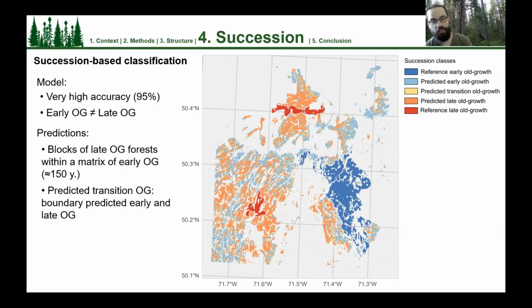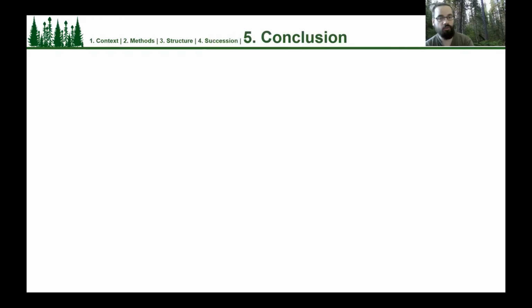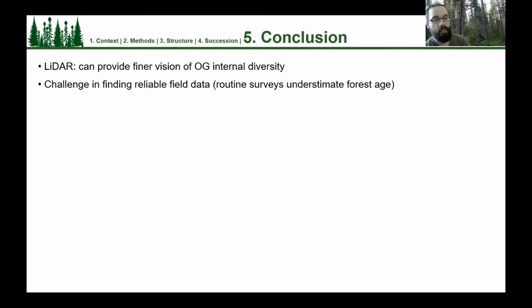However, for the predicted transition old growth class, we observed that it was not a succession stage per se, but rather a spatial transition between old growth forests of different ages. So as a conclusion, we can say that LiDAR can be a very powerful tool to provide a finer vision of old growth internal diversity, because this way we can identify structures based on different primary and secondary disturbance histories.